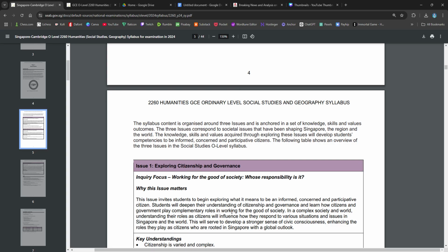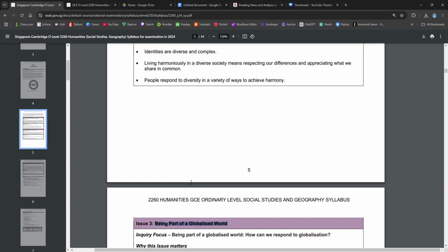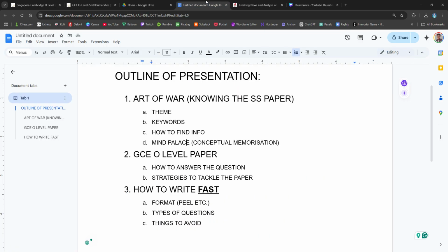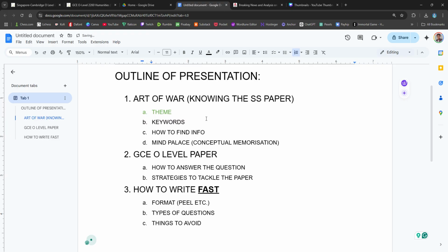So those are the 3 themes you'll be tested on. For those who still don't know they're being tested on this, yeah. So citizenship and governance, diversity, and lastly globalization, right? So we are done with the themes. Now we're gonna take a look at keywords.